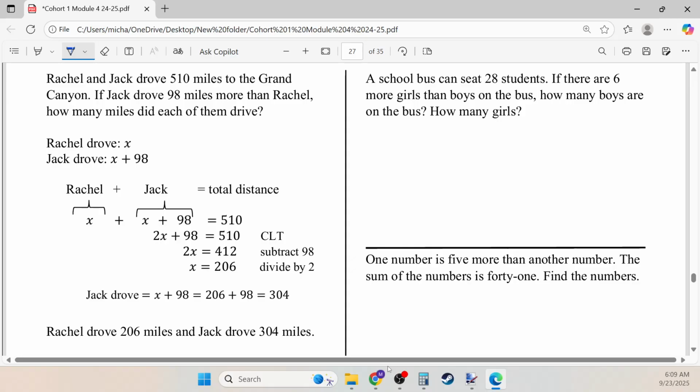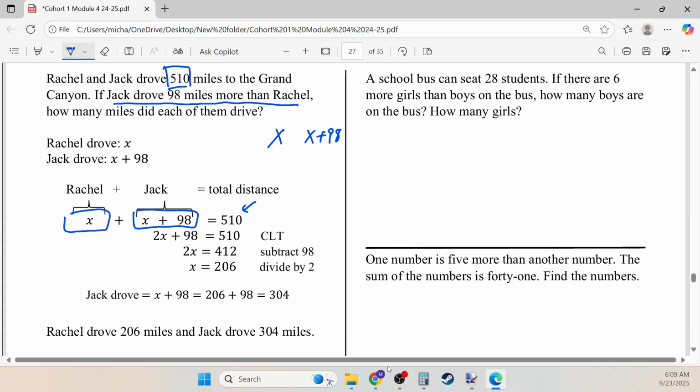Rachel and Jack drove 510 miles to the Grand Canyon. So we didn't see the word is there, but it says if Jack drove 98 miles more than Rachel, how many miles did each of them drive? We know that their total drive was 510. We know that what each of them drove has to add up to 510. And we're told this piece of information: Jack drove 98 miles more than Rachel. So if Rachel is X, then Jack is X plus 98.